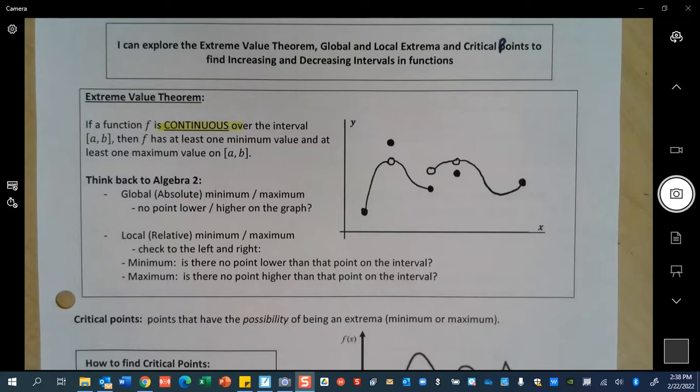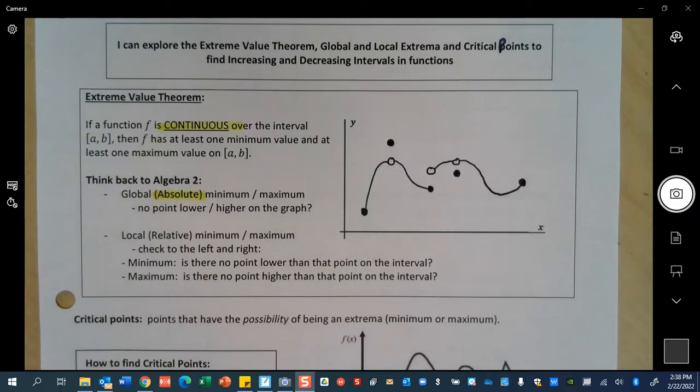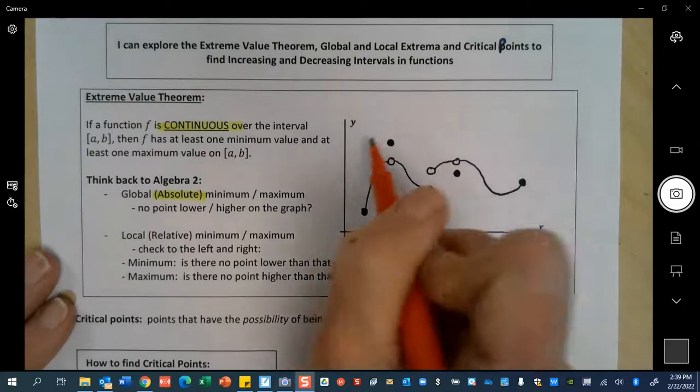So depending on your teacher, the absolute and global minimums or maximums, the words global and absolute, they're synonyms. So I've heard them both. Do you remember what your Algebra 2 teacher used? Global or absolute? Absolute? Okay. So basically what we're talking about is no point on the graph is higher or lower than that point.